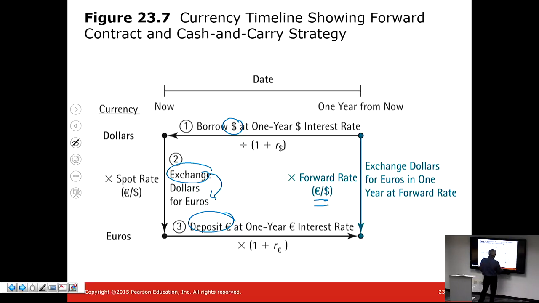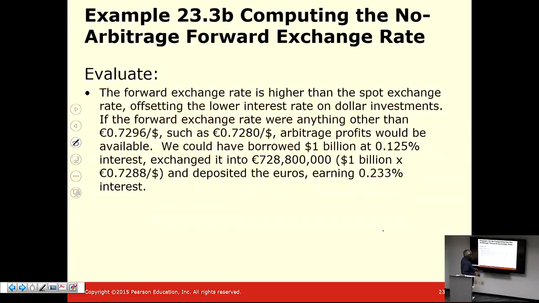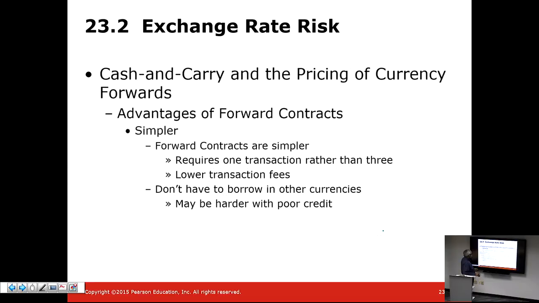And the forward market is just one transaction. So since there is equivalence between these two, which market seems to be the more reasonable to use if I'm looking to exchange dollars for euro a year from now? And the market that seems the most reasonable to use would be the forward market. Why? Because the forward contracts are simpler. Instead of having three transactions in the cash and carry market, I'm only entering into just one transaction, instead of the three.